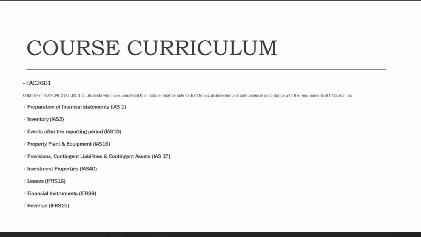The name IFRS also tells you that it is a new standard. IFRS 15 came into effect, I think in 2019 or something like that, if I'm not mistaken. It's very, very new. That's why it's called an IFRS, International Financial Reporting Standard 15. So we're going to learn. I think as far as this module is concerned, these are the ones that they want us to master.